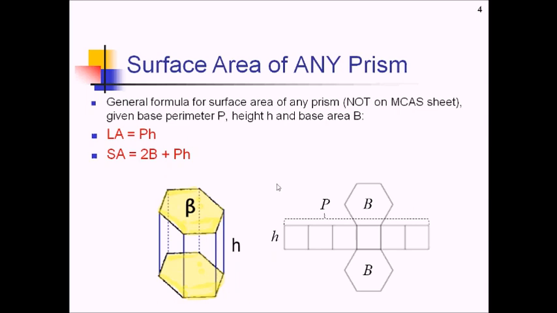Just to clarify, when we say base, we're talking about the two parallel faces. And the height, then, is the distance between the bases. This is important because sometimes these prisms are going to be lying on their sides, and you have to remember, height is distance between bases, not necessarily height from the bottom of the shape to the top.